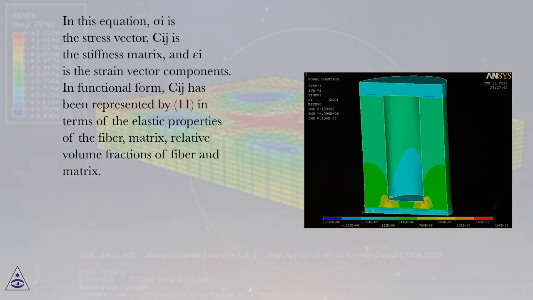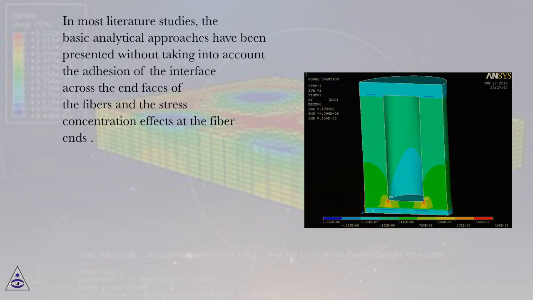In this equation, sigma i is the stress vector, C is the stiffness matrix, and epsilon i is the strain vector components. In functional form, C has been represented by (11), in terms of the elastic properties of the fiber, matrix, relative volume fractions of fiber and matrix. In most literature studies, the basic analytical approaches have been presented without taking into account the adhesion of the interface across the end faces of the fibers and the stress concentration effects at the fiber ends.